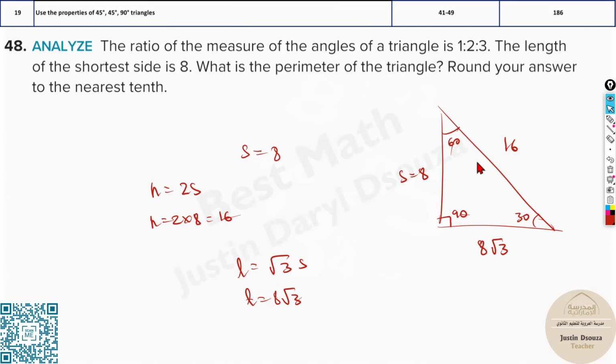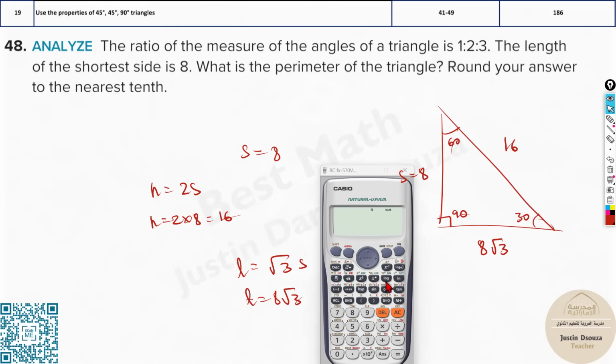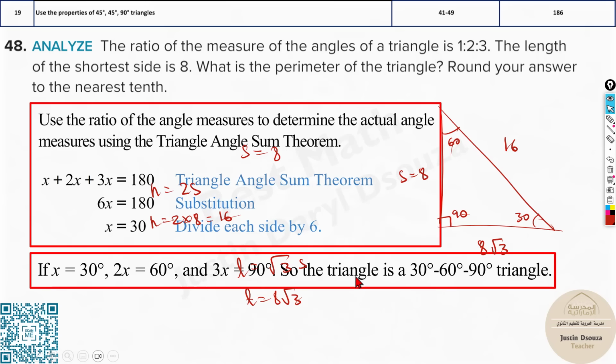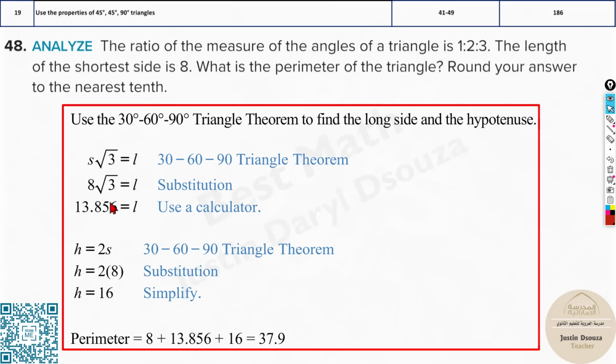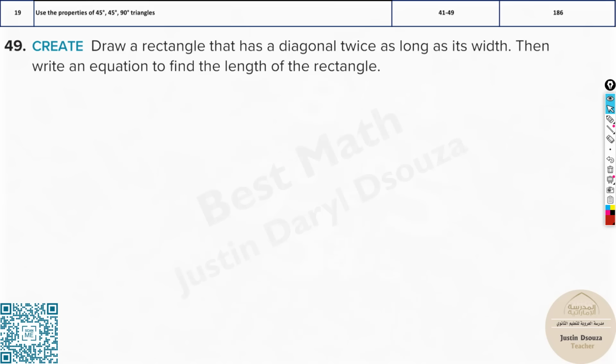Now we will just use a calculator and add them all up. So here we have 8 plus 16 plus 8 square root 3, and the answer is 37.8, 37.9, because nearest tenth would be 37.9. Okay, this is 37.9. That's the correct answer. 16 and then 8 square root 3. You don't need to find it over here. You can directly put everything in the calculator and get the answer.